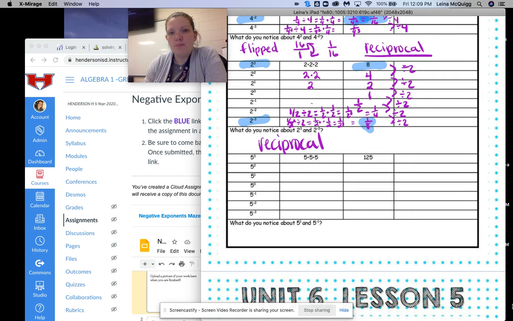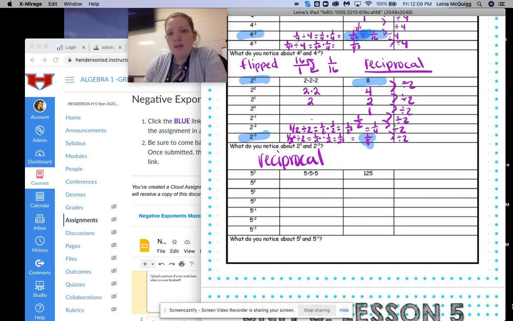It's the reciprocal. Okay? So this is going to keep happening. What this means is anytime you have a negative exponent, you're going to flip it. It's going to go to the opposite side. So we have 5 to the negative 3. That's going to be the same thing as 1 over 5 to the positive 3.